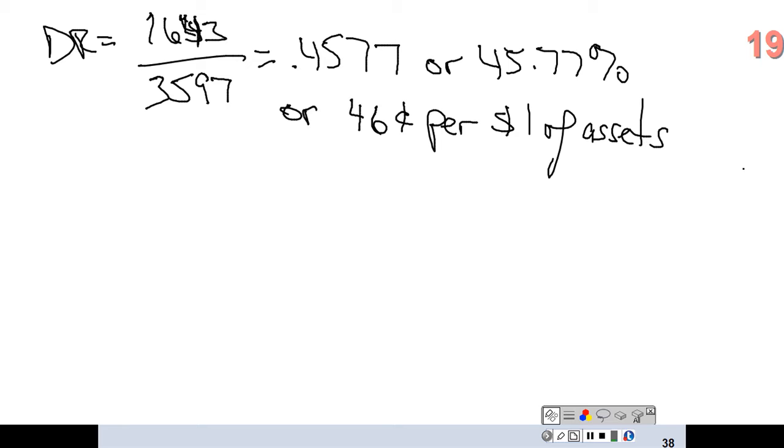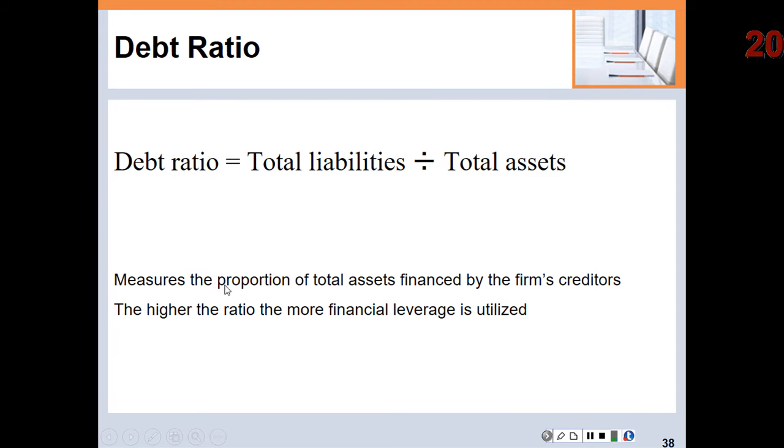Now, if we go back to and take a look at the formula, it says this measures the proportion of total assets financed by the firm's creditors. A creditor is somebody who loans you money, and the higher the ratio, the more financial leverage is utilized. So again, the higher this number, the more a company would benefit if they make money, or if they lose money, they're going to suffer from that. Now, is 46 cents per dollar of assets high or low? Well, we really don't know.